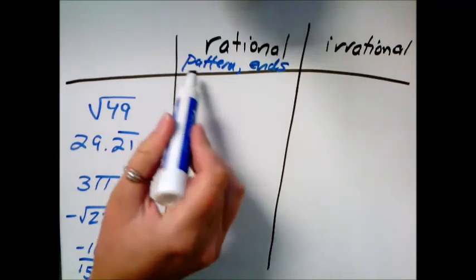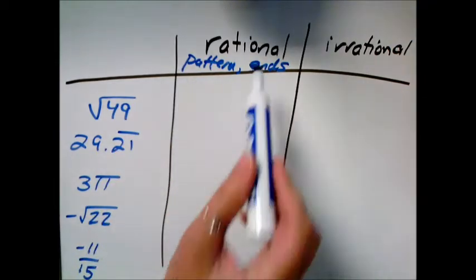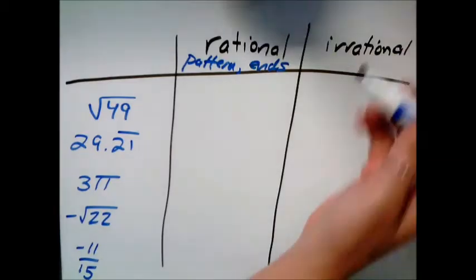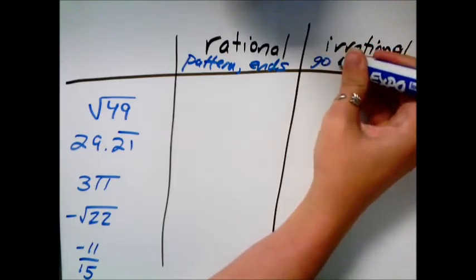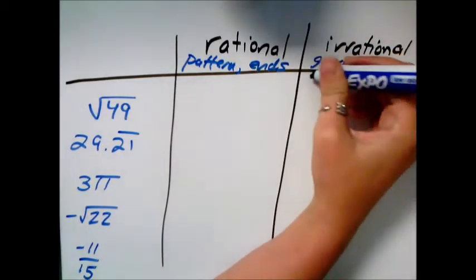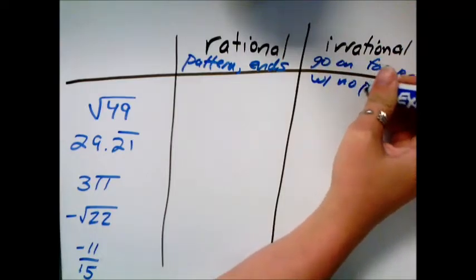So if it does go on forever, that's fine. It just has to have a pattern, or it can end. Irrational, I like to try to remember, like pi is probably the most famous irrational number. Something about irrational is they go on forever, and then they do that with no pattern.